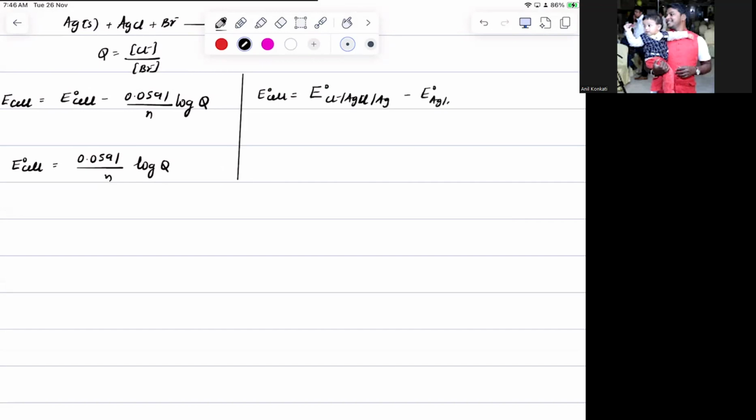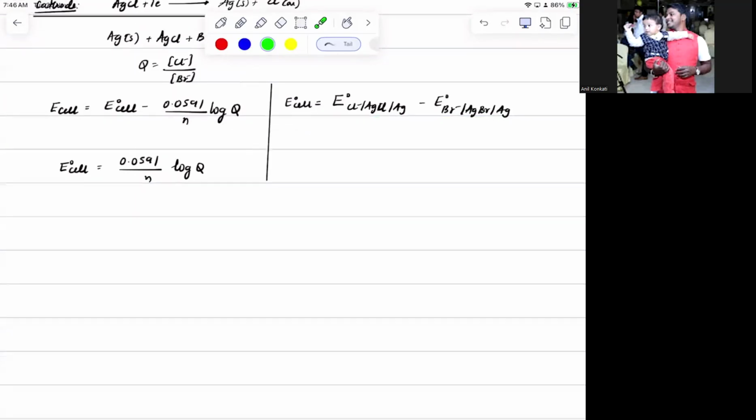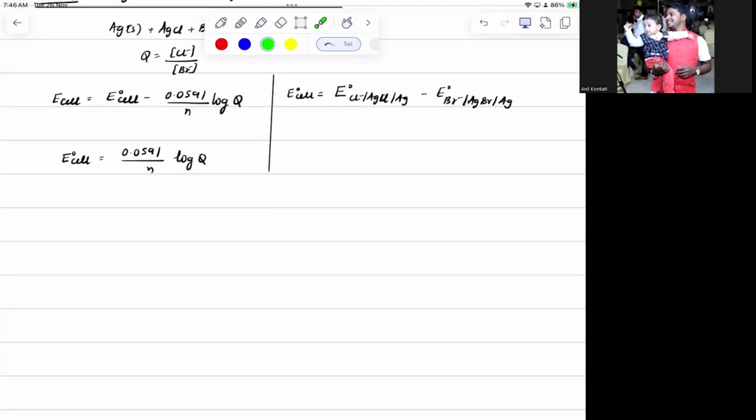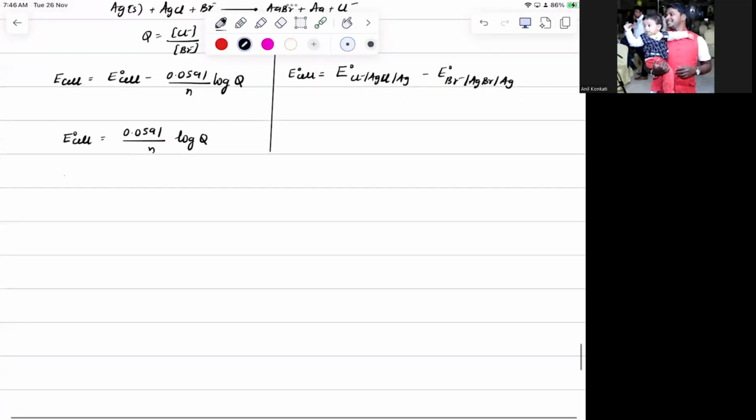So Ag to AgBr to Br minus. This is the way to write, sorry. But we have to write only the reduction particle. So that is Br minus to AgBr to Ag. Like I said, these values are usually not given to you. What is given will be only silver values. So you can write this in terms of those silver values. So how do we write that in terms of silver values here?